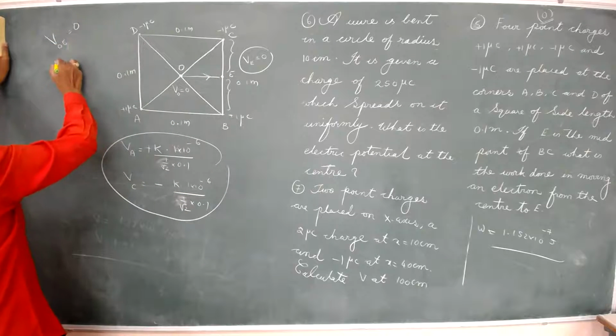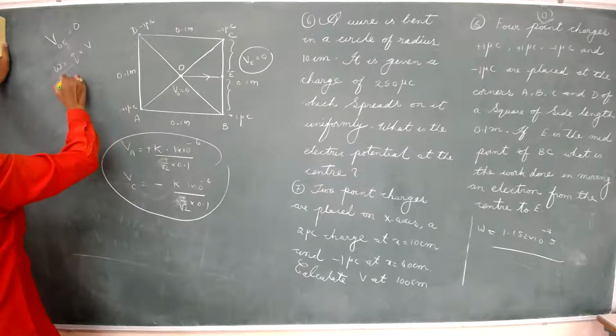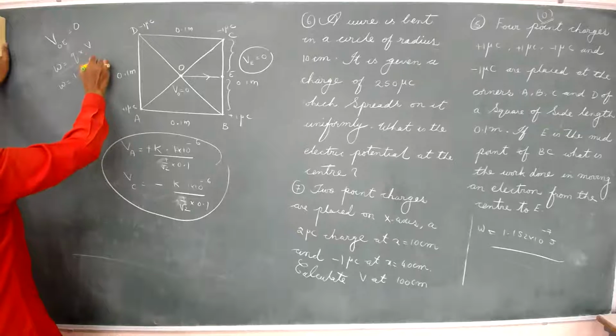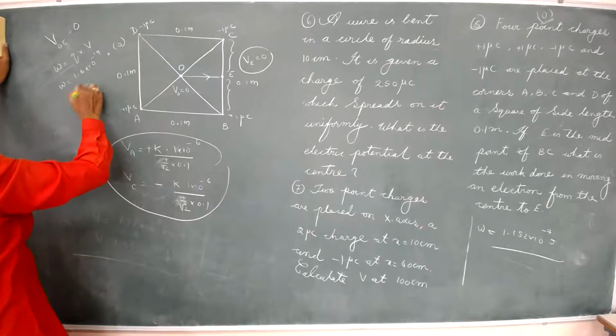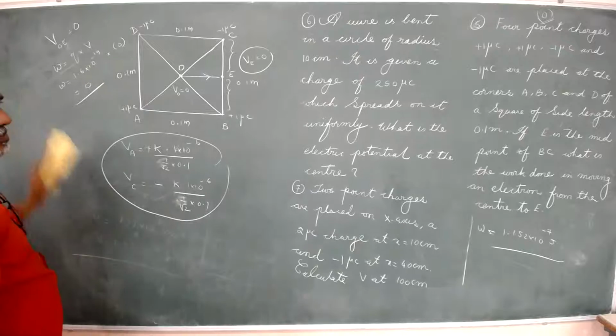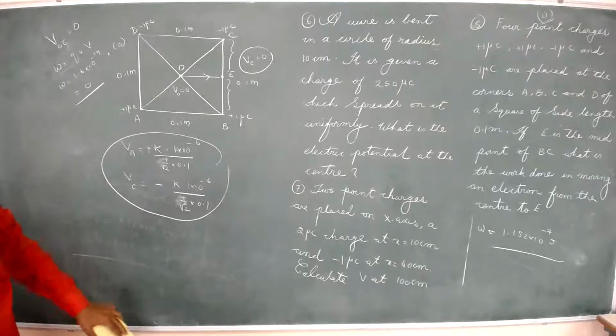And what is the work done over here? Charge into the potential difference. Work done is 1.6 into 10 power minus 19, which is the charge of the electron, into 0. So 0 is the answer. Okay, 0 is the answer. Correct.